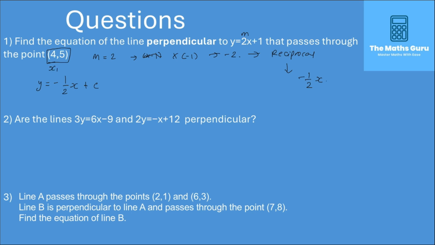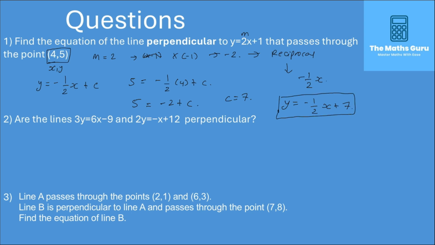Then looking at our coordinates, we have x and y like this. Plugging them in, we get 5 is equal to negative a half times 4 plus c. So 5 is equal to negative 2 plus c. Adding 2 on both sides, we get c is equal to 7. So our complete equation of the line is y is equal to negative a half x plus 7.